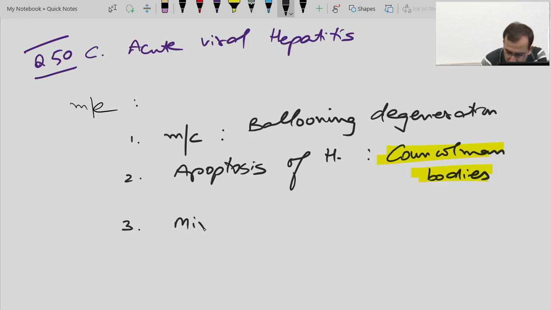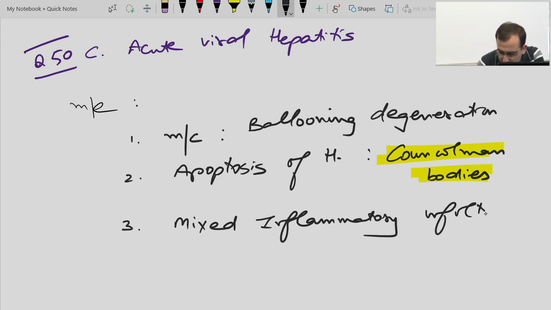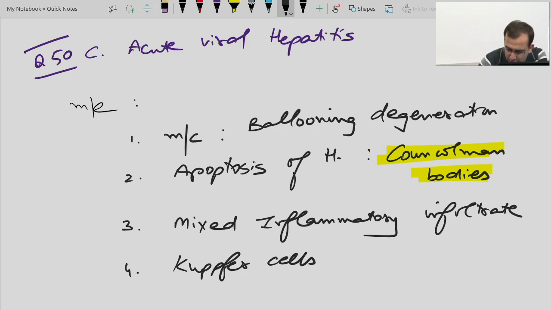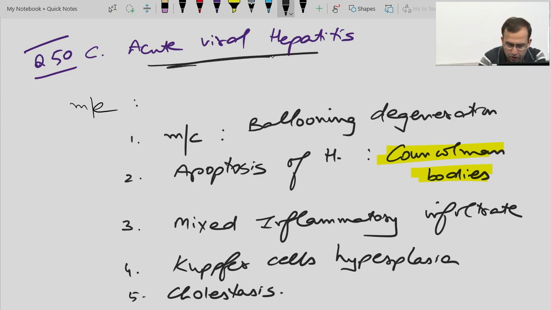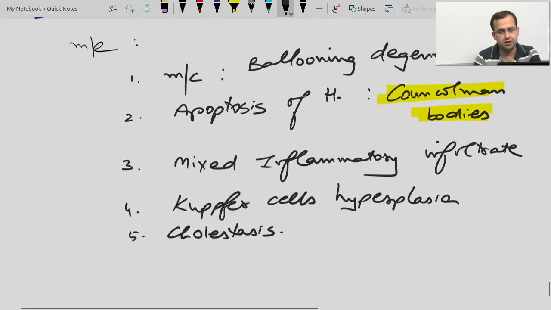Next, it is associated with a mixed inflammatory infiltrate. Mixed inflammation means it can be anything, neutrophils, lymphocytes, monocytes. The macrophages increase in number. Macrophages in the liver are called Kupffer cells. So Kupffer cell hyperplasia, and the last point is cholestasis. So acute viral hepatitis microscopically is associated with these features.